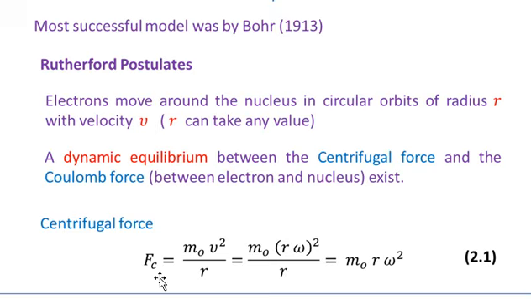F with a subscript c is equal to m naught v square over r. You can represent v as a product of r omega, and then finally you will get F_c, the centrifugal force, equal to m naught r omega square. This forms equation number 2.1.